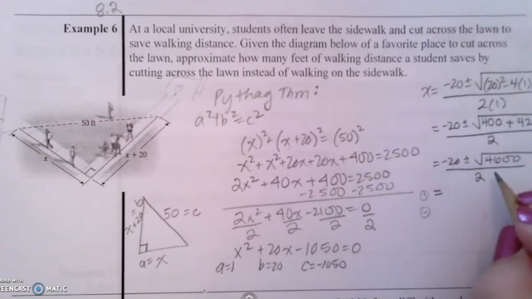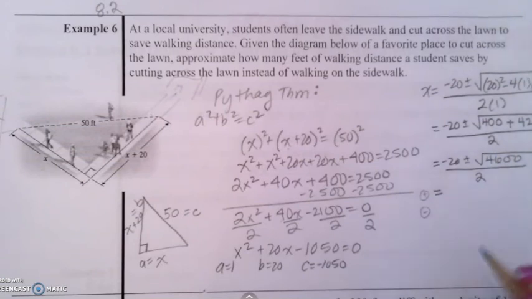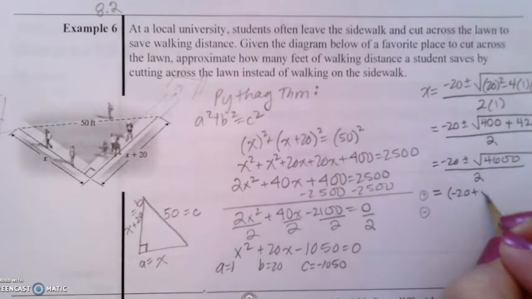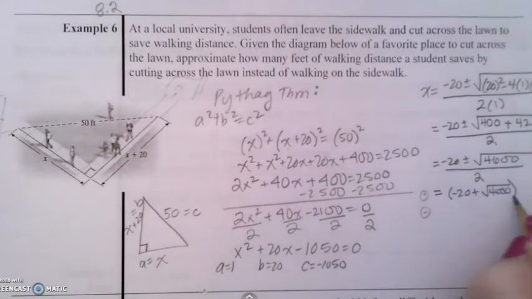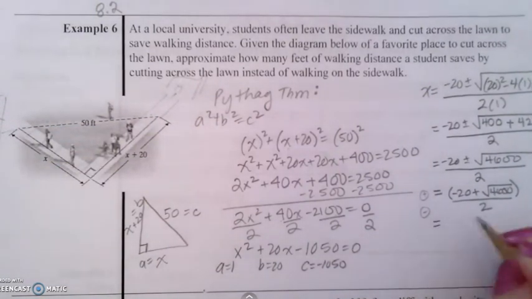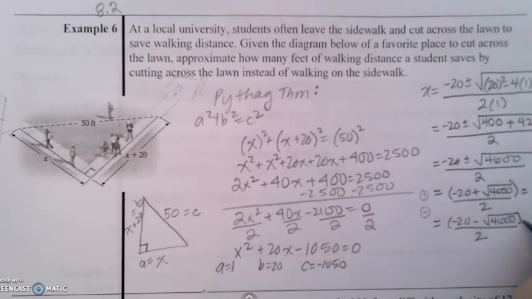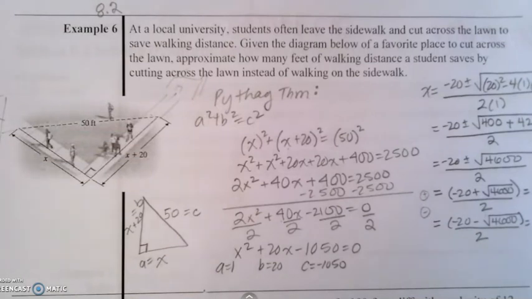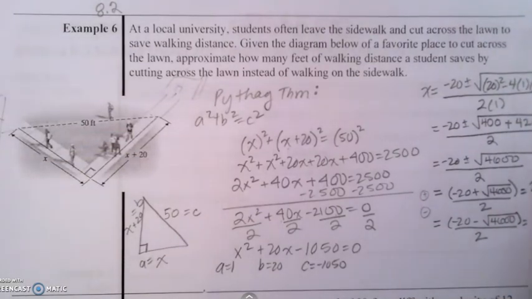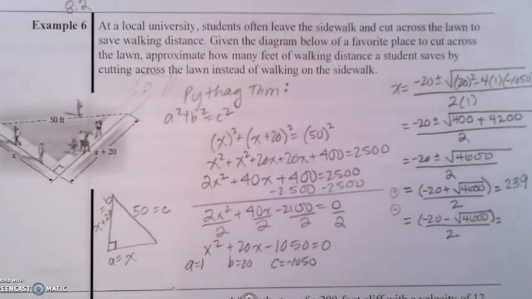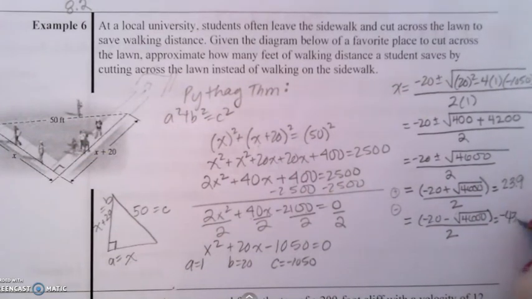You can continue to simplify by hand, but that square root of 4600 is not a perfect square, so at some point you will have to put this into the calculator. So we get negative 20 plus the square root of 4600 divided by 2, and negative 20 minus the square root of 4600 divided by 2. Into the calculator it goes, and you should end up with 23.9, or negative 43.9.